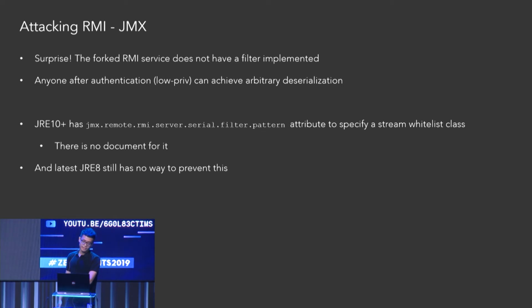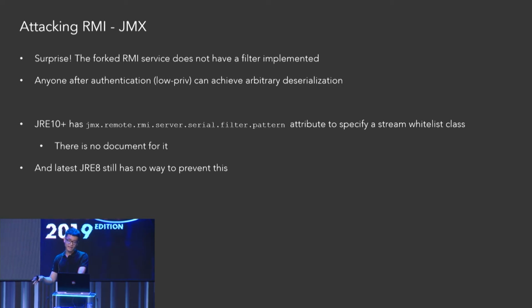But actually, it turns out that after JRE 10, there's an attribute that you can specify to whitelist the classes that you can deserialize on the JMX services. But there's absolutely no documentation for that attribute. And the latest JRE version 8 still has no way to prevent that. It doesn't have that attribute. So it still counts as a vulnerability, from what I think. Yeah, so that's about RMI over JRMP.